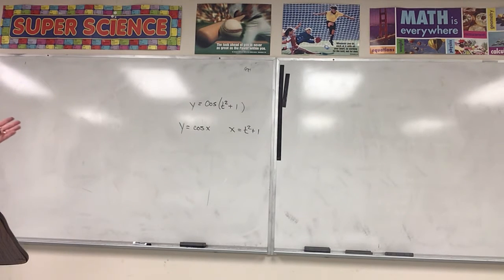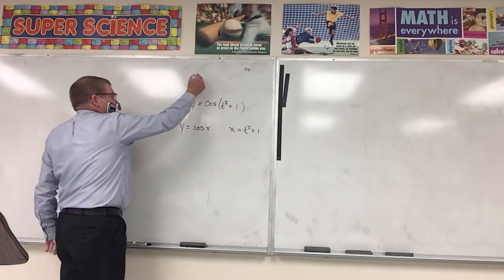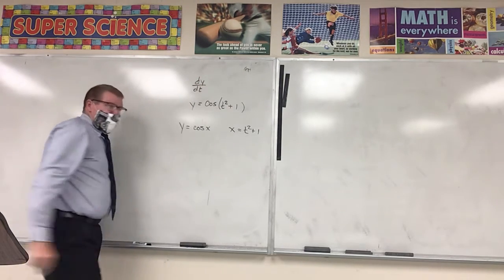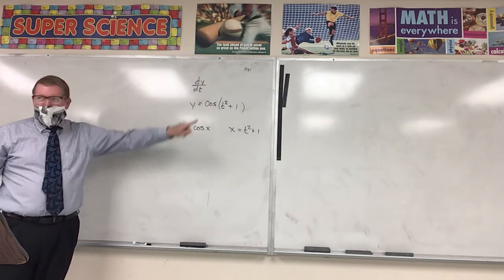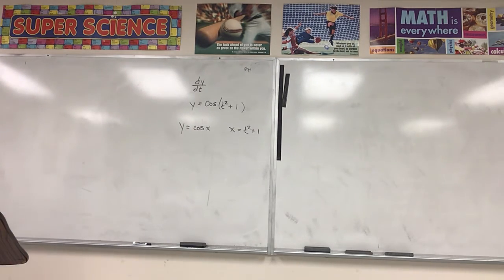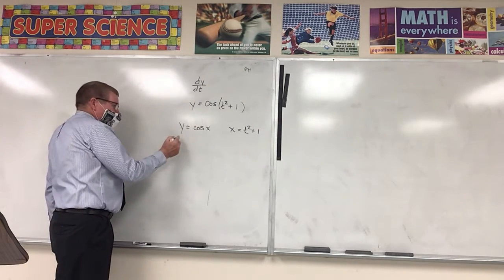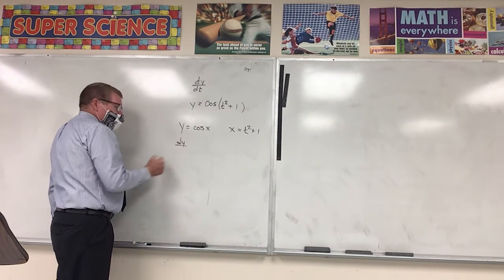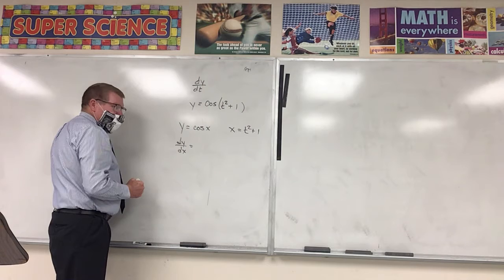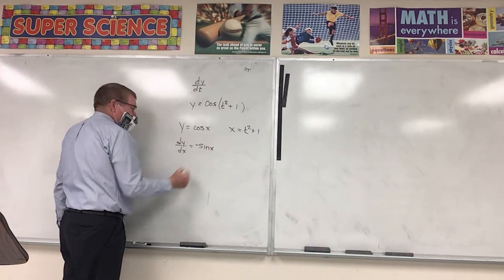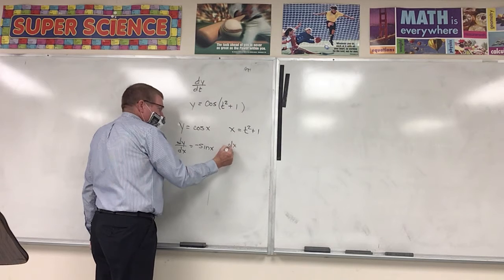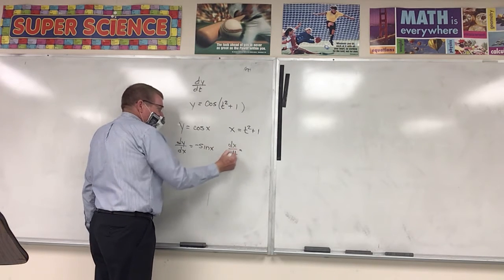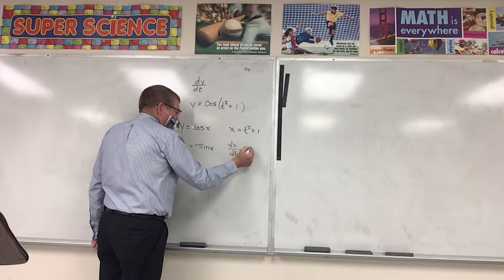So I have decomposed the composition. My goal here is to find dy over dt. I want the derivative of this function, and I have a variable of t. So that's my goal. I want dy over dt. So if I take the derivative of this part, that's going to be dy over dx, which is negative sine x. If I take the derivative of this part, that's going to be dx over dt, which is 2t.